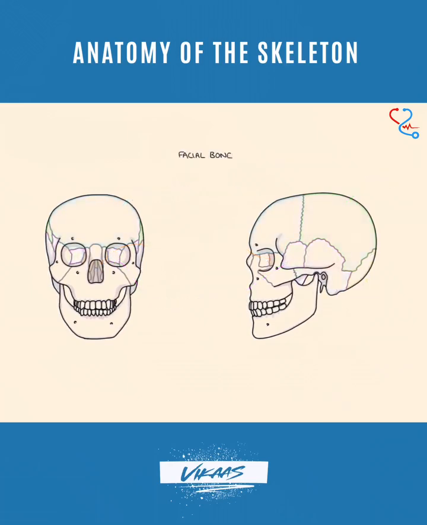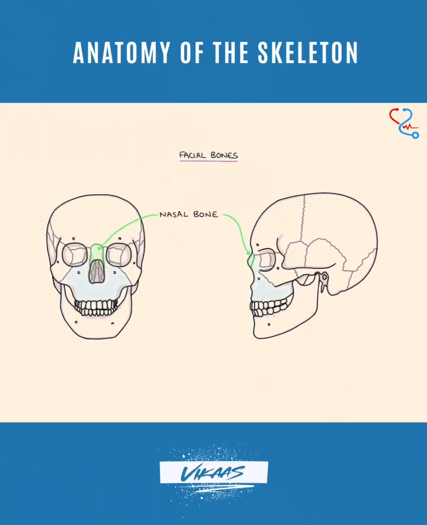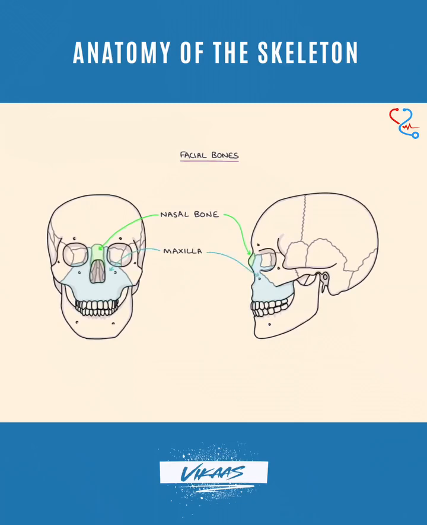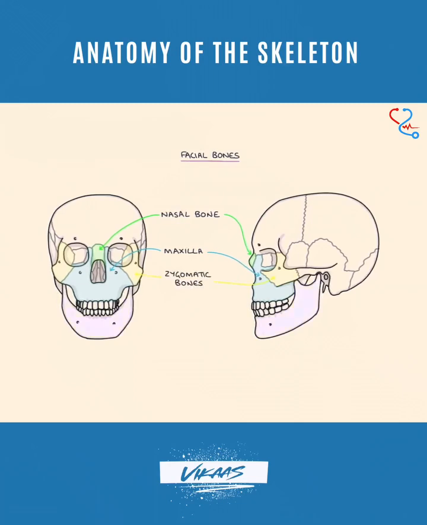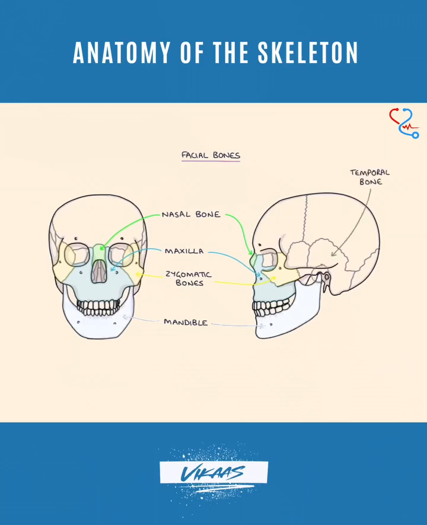The facial bones form the structure of the face. The bone that forms the bridge of the nose is the nasal bone. The bone that connects the nose, cheekbones, and the upper teeth is the maxilla. Either side forming the cheekbones are the zygomatic bones. Finally, the jawbone is called the mandible. The mandible connects to the temporal bone at the temporomandibular joint, or TMJ.